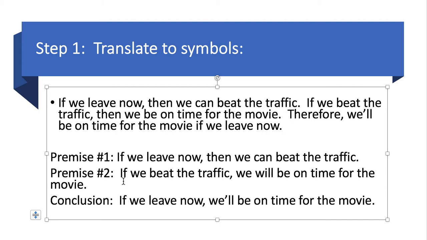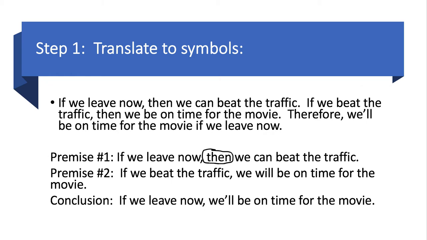All right, so now we have identified the three sentences, labeled them premise 1, premise 2, and the conclusion. We're now ready to translate them into symbols. So remember that the easiest place to start is with your first premise. The first premise is an if-then statement. And so we've talked about finding the then, looking to the left to identify the P, and looking to the right to identify the Q. All right, so I am going to say then that the P statement is we leave now. And the Q statement is we can beat the traffic.